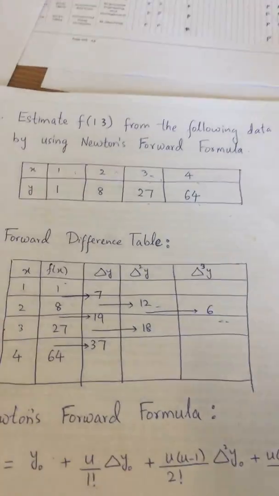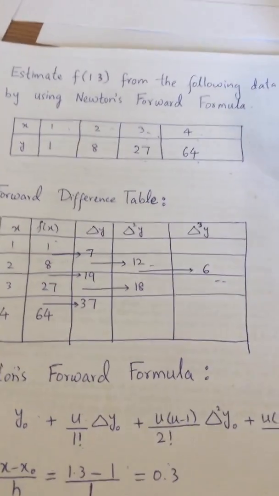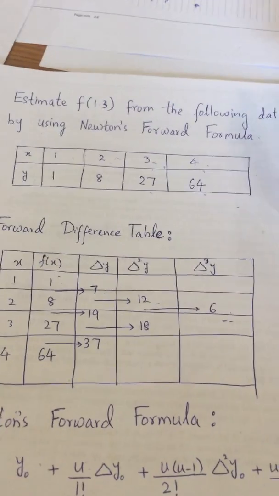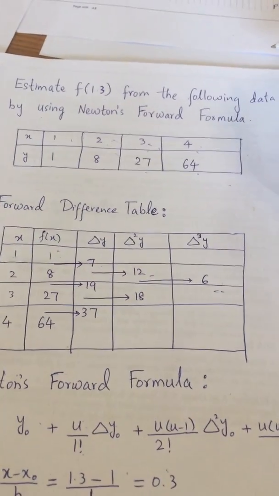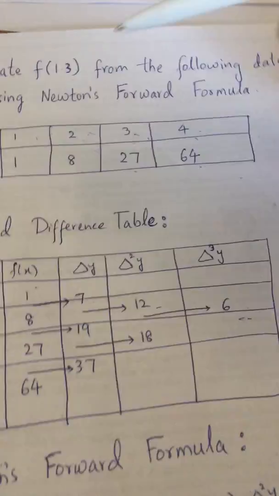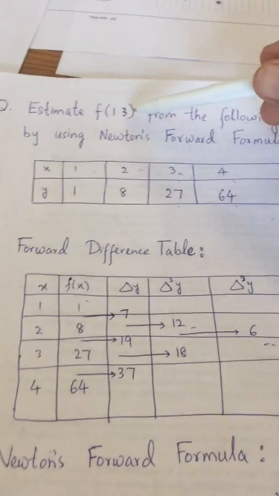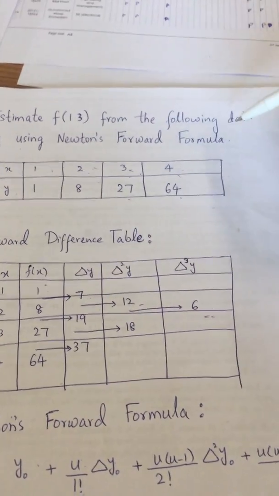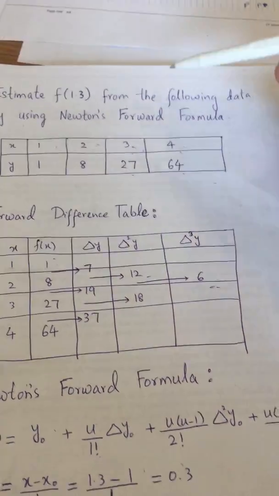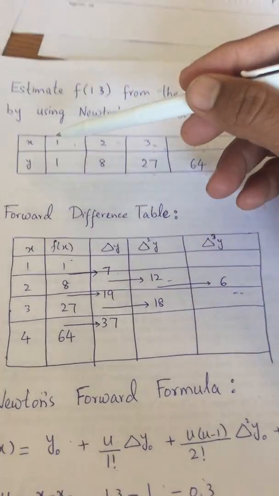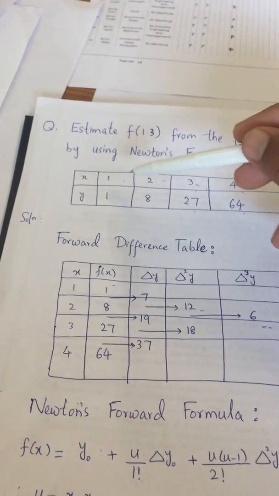Name is Dr. Kumbal. In this lecture we are going to learn interpolation methods, and one of the methods is Newton's forward method. Now we're going to estimate a value at 1.3 from the following data with the help of Newton's forward formula.